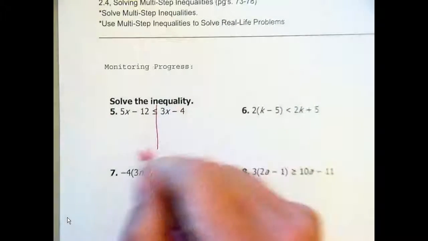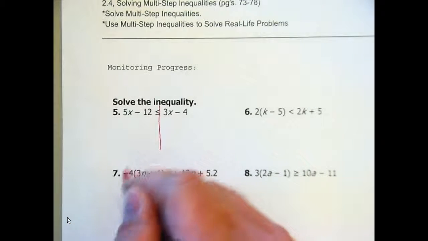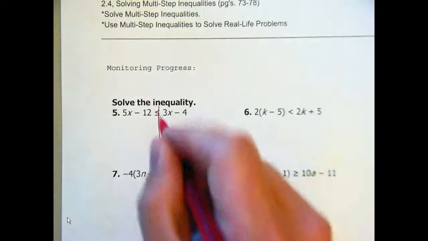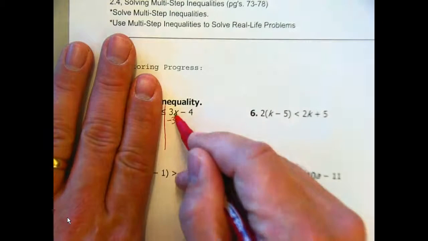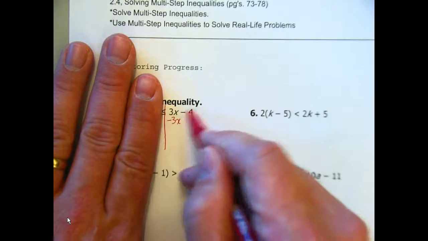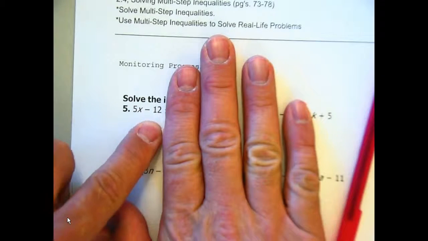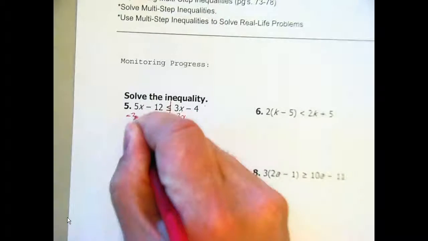Okay, goal is to collect the variables on the same side. So I like to collect my x's on the left when I'm solving inequalities. That way the arrow just points in the direction I'm going to shade. So I'm going to move this 3x over. I can't put 3x and 4 together because they're not like. One has an x, one doesn't. And I can't put 5x and 12 together. Therefore, I'm going to move these x's over to here and put them with those.